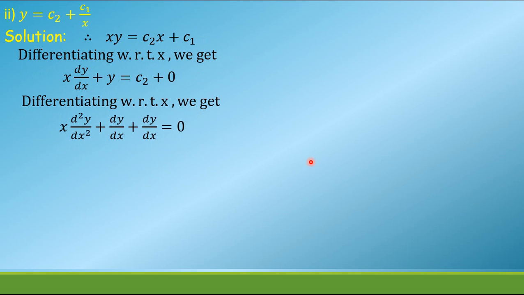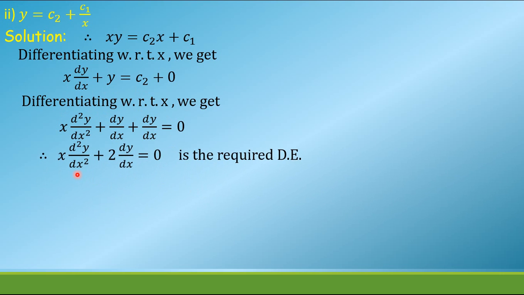Again differentiating. Again you have to apply product rule for this. x d2y by dx square plus dy by dx, derivative of x is 1. Again y derivative is dy by dx, c2 derivative is 0. Collecting the parts, you will get the answer of the differential equation. x d2y by dx square plus 2 dy by dx is equal to 0 is the required differential equation. So this is our second example.